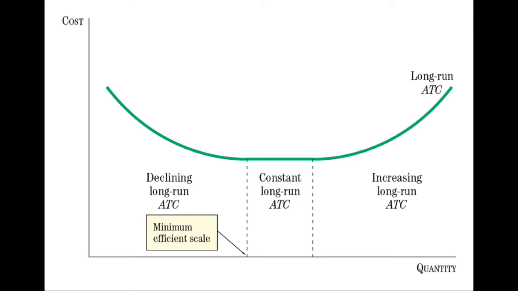From this figure, note the following. 1. The declining part of the long-run average total cost curve corresponds to the region with economies of scale. 2. The flat part of the long-run average total cost curve corresponds to the region with constant returns to scale. 3. The increasing part of the long-run average total cost curve corresponds to the region with diseconomies of scale. 4. The quantity where the long-run average total cost curve begins to enter constant returns to scale is the minimum efficient scale.